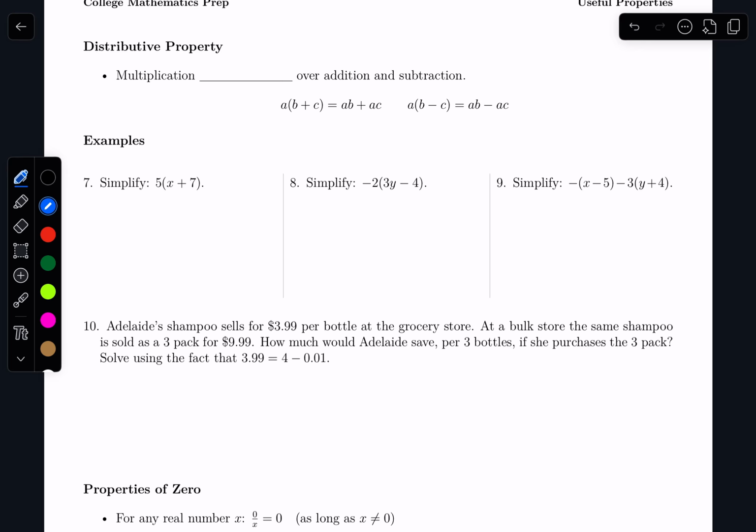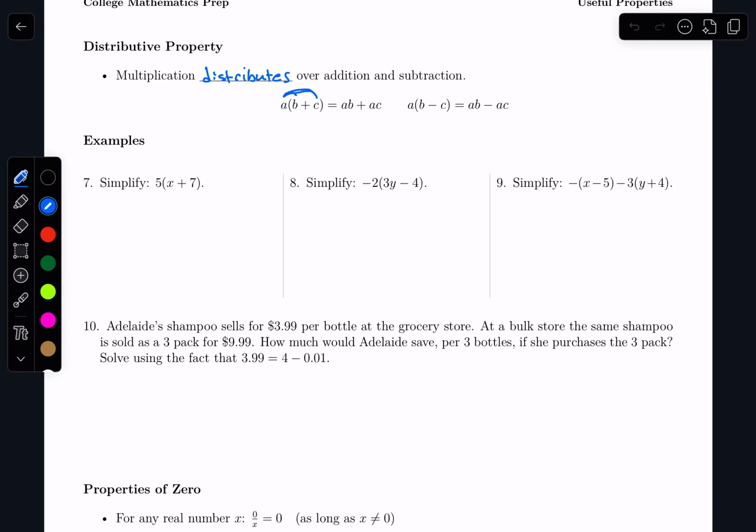All right, now our most important property, and that is the distributive property. So multiplication distributes over addition and subtraction. And what that means is if we have an A multiplied by B plus C, this is the same thing as multiplying A times B and then A times C and adding them together.